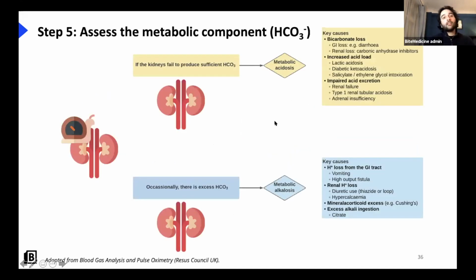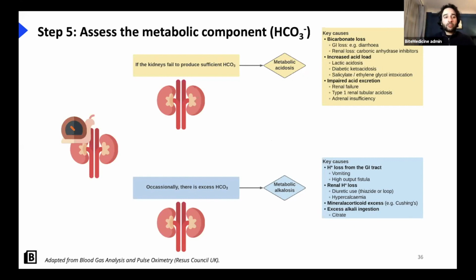So if the kidneys fail to produce enough bicarbonate, obviously you're going to have an acidosis because you don't have enough of this base. And there are various causes listed over there. Occasionally, less commonly, you can have an excess of bicarbonate, and this can cause metabolic alkalosis because you have too much of this base present. So as I said, lots of different causes. Metabolic acidosis is more common on the whole than a metabolic alkalosis, and has lots of causes: GI losses, renal losses, lactic acidosis, diabetic ketoacidosis. All of these come under that umbrella of metabolic acidosis.